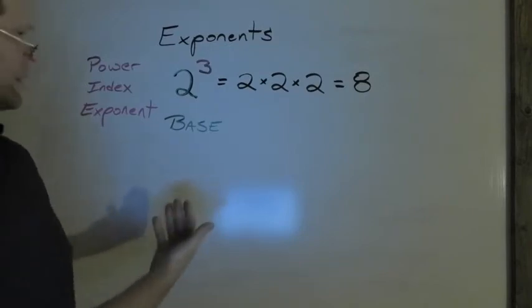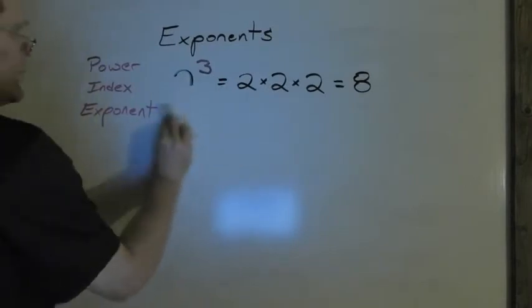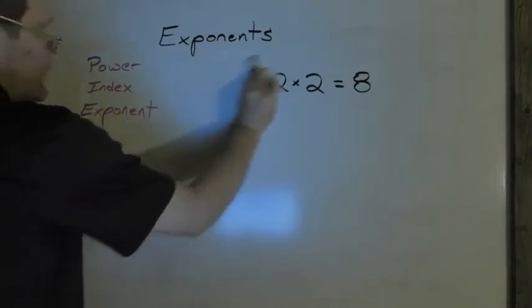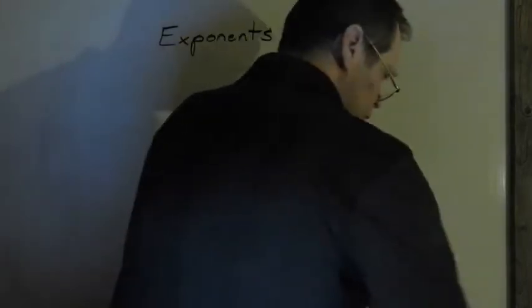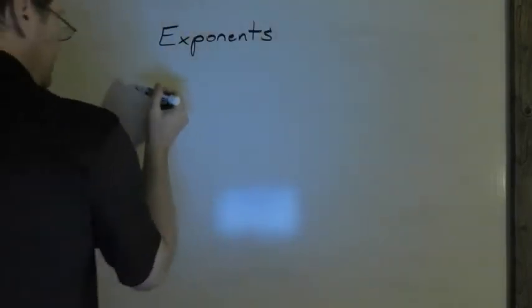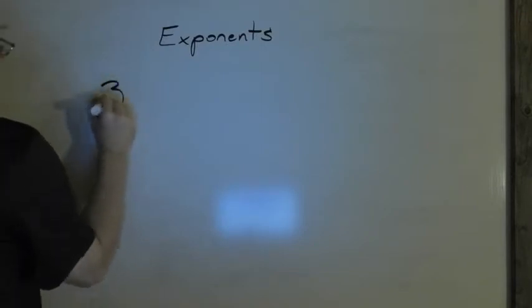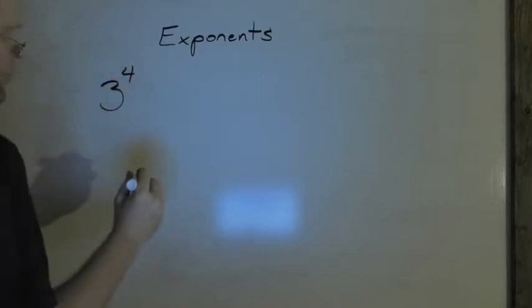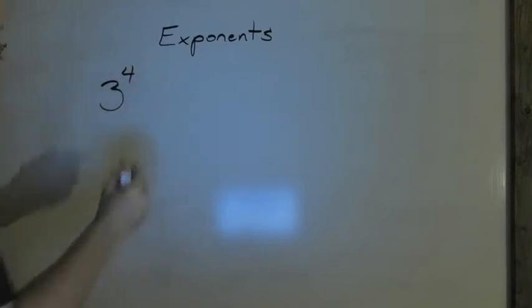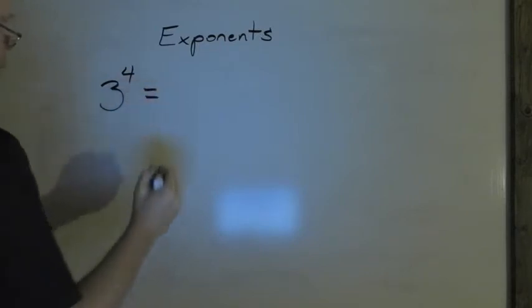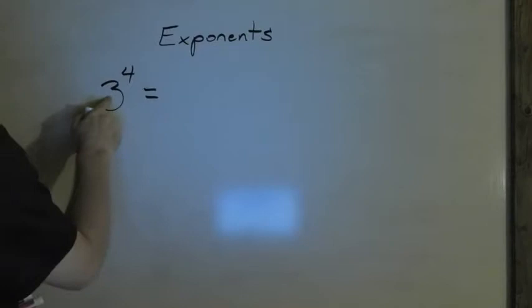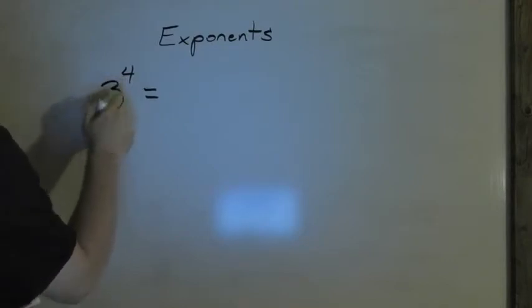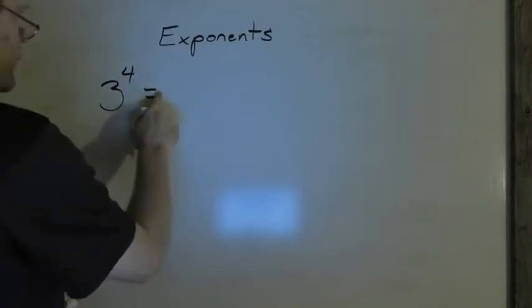So let's look at a few exponents just to practice. So here I have 3 to the fourth power. How would we work that? How would we deal with 3 to the fourth power? Or this is 3 raised to the power of 4. Sometimes we'll say it like that.